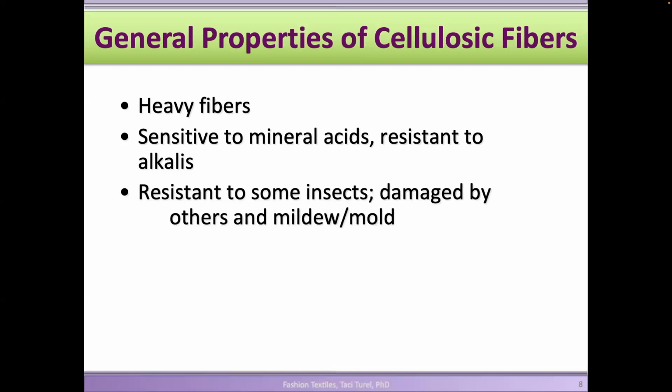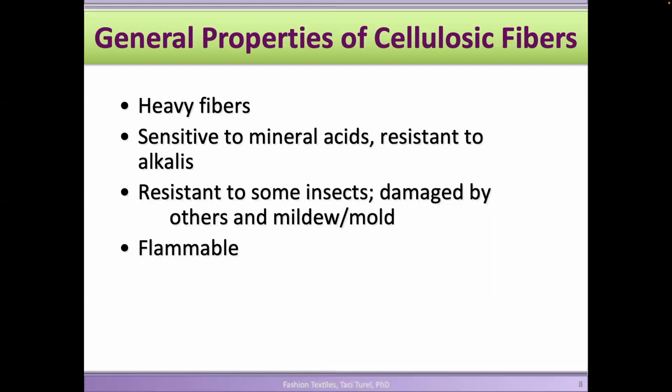They are resistant to some insects, like moths don't like cotton, so they don't get damaged by moths, but they are damaged by this insect called silverfish. And they're also damaged by mildew and mold. So what that means is when you store your cotton products, you want to keep them in a dry environment. Keep them away from mold. Cellulosic fibers are flammable, which means they ignite very quickly, they catch the flame, and then they burn.